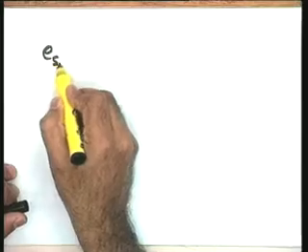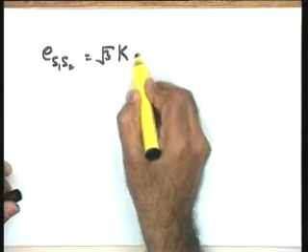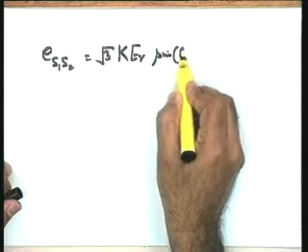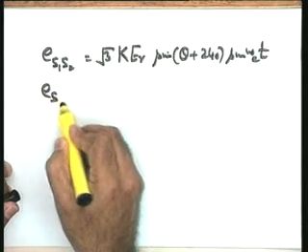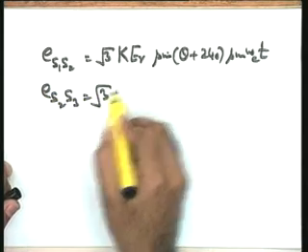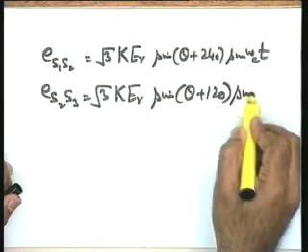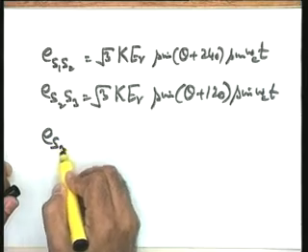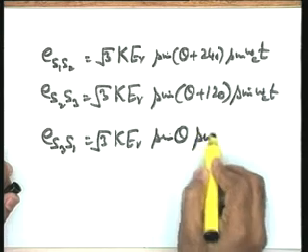Now since the neutral terminal is not available to me, I will take only the terminal voltages, and this is a simple exercise left to you to determine that ES1S2 is equal to, adding up algebraically the two voltages, root 3 K ER sin(theta plus 240 degrees) sin omega CT, ES2S3 is equal to root 3 K ER sin(theta plus 120 degrees) sin omega CT, and lastly ES3S1 is equal to root 3 K ER sin theta sin omega CT.